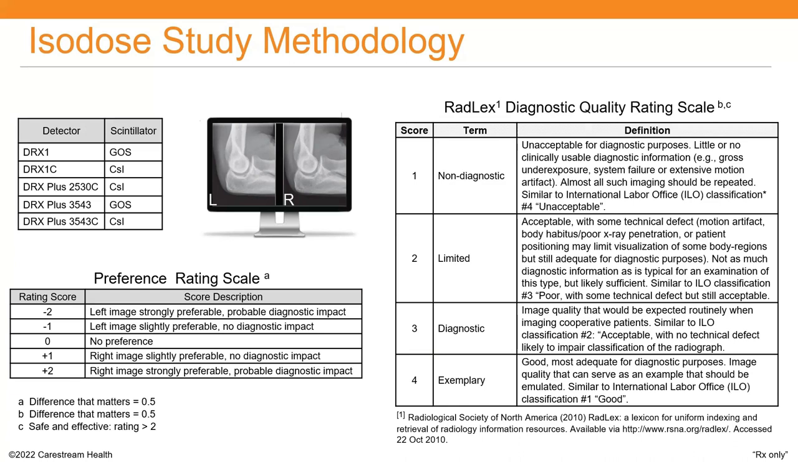Two U.S. board-certified radiologists with the specialty of diagnostic radiology evaluated 67 pairs of human clinical and cadaveric subjects captured on 5 different detector types, both GOS and cesium panels from the DRX1 and the DRX Plus family of detectors. Various exams, patient sizes, and exposure levels were used in the study. Each detector type has a unique neural network.